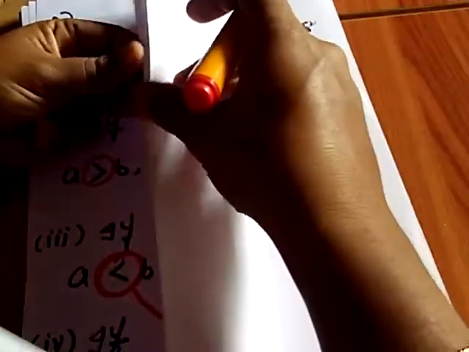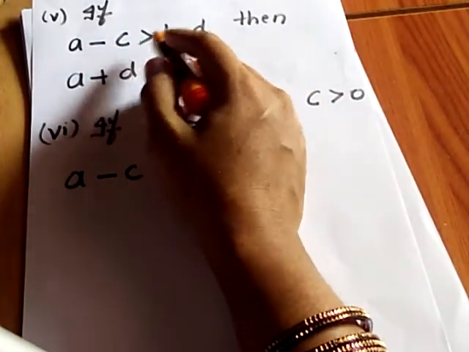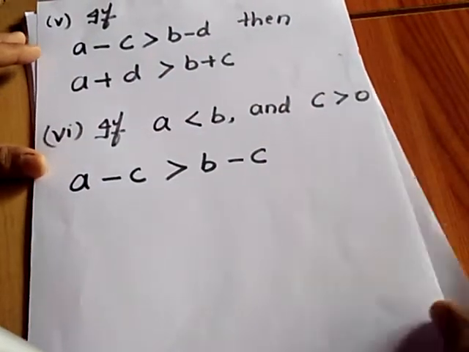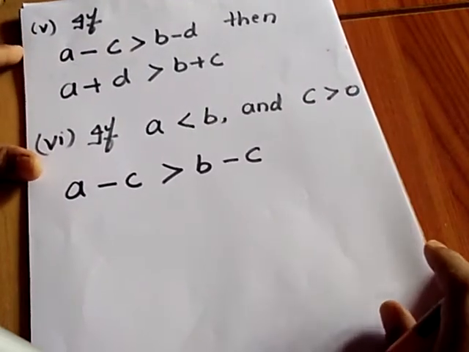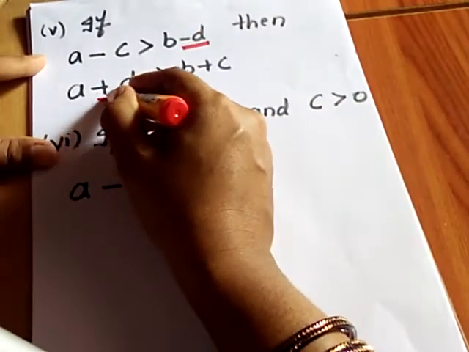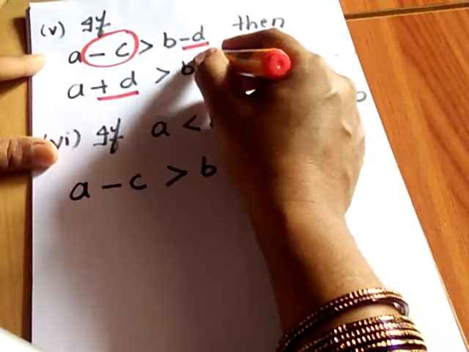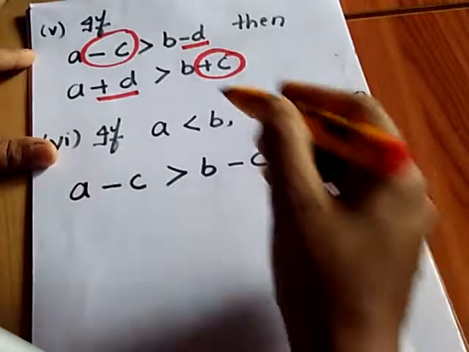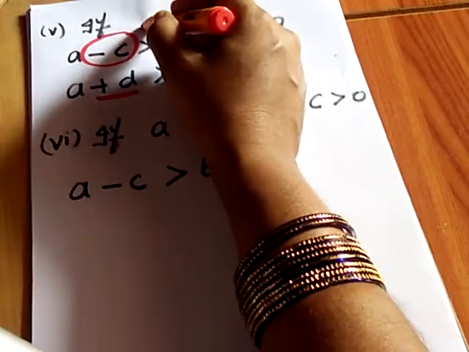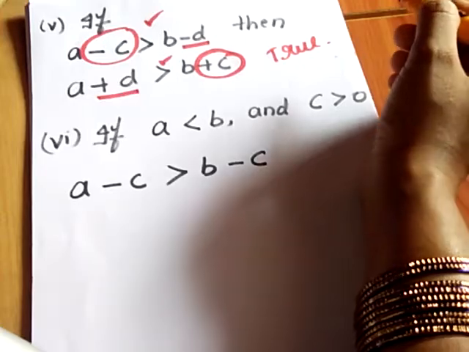Coming to the next question, question number 5. Here, if A minus C is greater than B minus D, then A plus D is greater than B plus C. You can notice, children, here there is only a rearrangement of the terms. Minus D is shifted to the other hand side, hence it is plus D. Then minus C is shifted to the other hand side, hence it is plus C, and there is no other rule to change the sign of inequality. It is greater than, here also it is greater than, hence this statement is true.